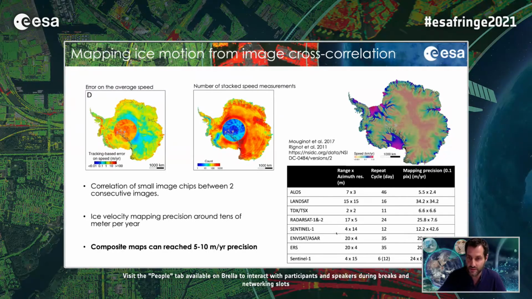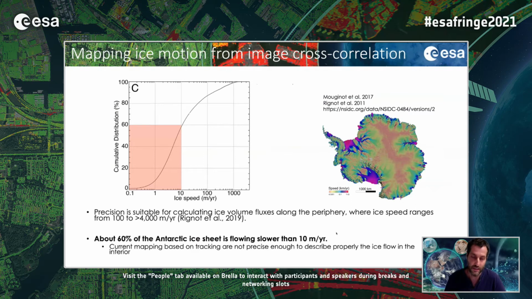In this example, this is the traditional map of Antarctica that was published by Eric Rignot in 2011 and updated over the years after. It is published at NSIDC, and it's mostly based on cross-correlation techniques. On this table, I listed the mapping precision you would get for the nominal cycle of the SAR sensors if you can map displacement at 0.1 pixel precision. You see that basically what you get is a precision around 5-10 meters per year in displacement. So you're not really able to capture what's going on in the slow-moving portion of the ice.